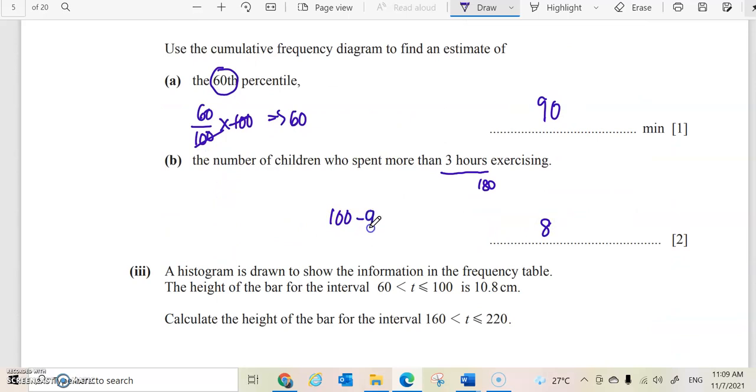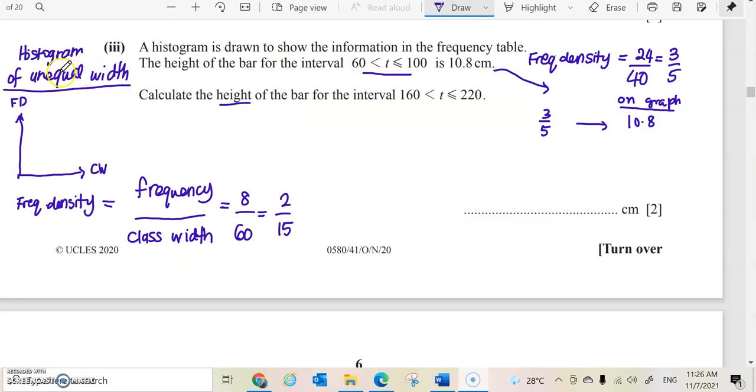100 minus 92. Okay, next I want to find histogram of unequal width because this table give you different class interval. Okay, so to lukis this one, you kena ada frequency density dengan class width. So kita akan cari dulu frequency density which is frequency bahagi dengan class width. Class width here is 60. Okay, 220 minus 160, we get 60. And then we take the frequency, we get 2 over 15. This is the class frequency density.